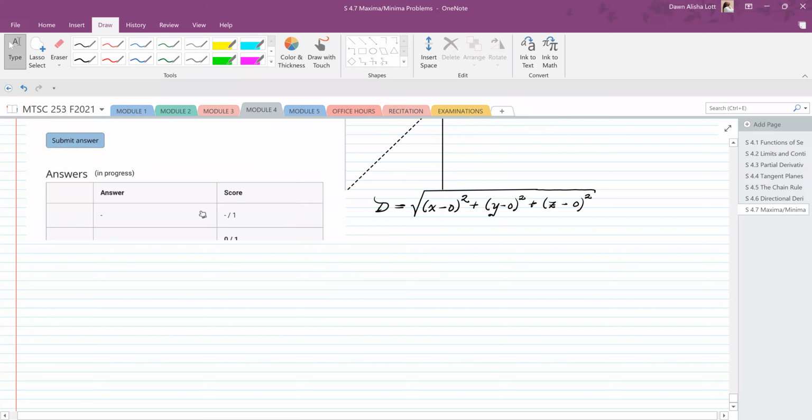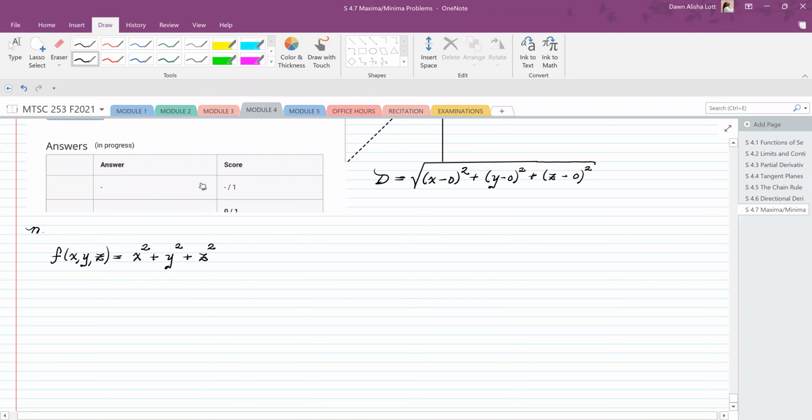Now, as a rule of thumb, we never minimize distance. We always minimize distance squared. It is so much easier to minimize distance squared. Okay, so we will minimize distance squared. So F of (X, Y, Z) is going to be X squared plus Y squared plus Z squared.